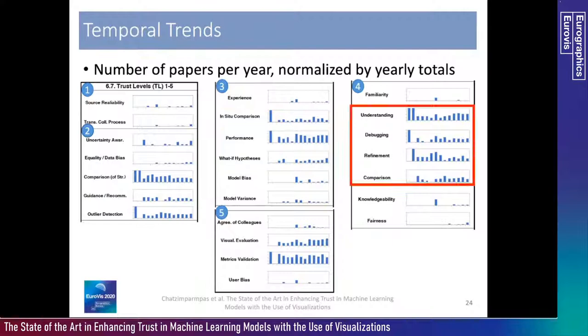Understanding, then refinement, debugging, and finally comparison seem to be the order with which visualization focused on exploring. Nonetheless, all of them appear a lot of times more than the other categories. Evaluation of the visualization is more common nowadays than it was in the previous years.